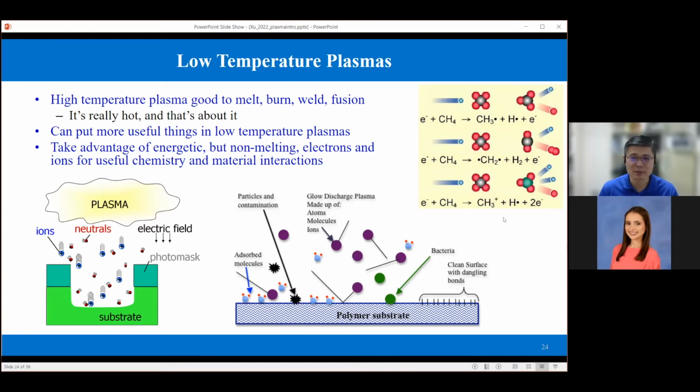Here are just some examples, right? You can use it for chemistry. So here's electron-induced reactions, right? An electron hits a methane molecule and splits the methane into different things. Or a plasma causes plasma etching of some substrate, usually, for example, silicon. So this is how you make semiconductor chips for your cell phone or your computer. Or you can use plasma to create surfaces for attachment of molecules or for different chemical applications.